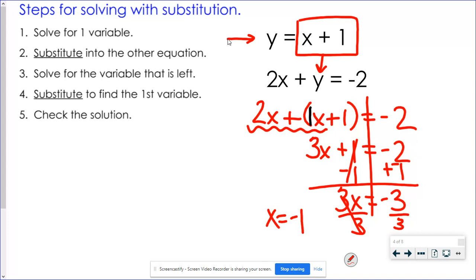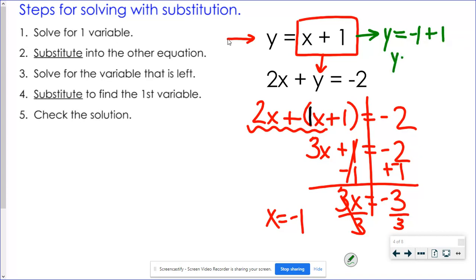Some students want to stop right there. They think, yay, I found the x, I'm done, but you're not done. That's the x. I still need the y. So I would go back to this equation where it says y equals, that same equation again, and say y equals, well, instead of the x, I would put in what x is equal to, which is negative 1.